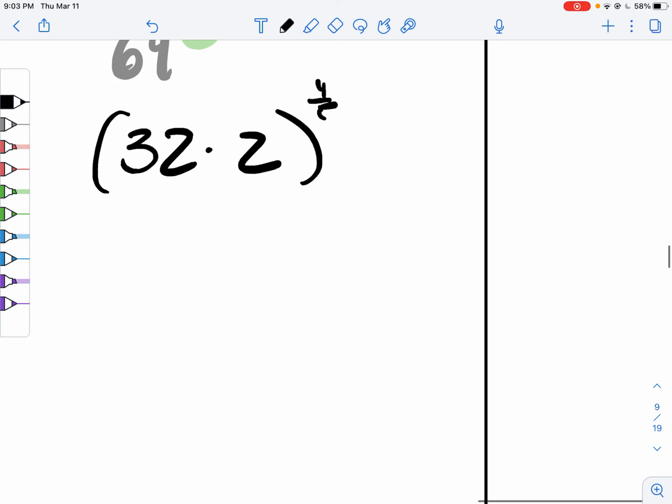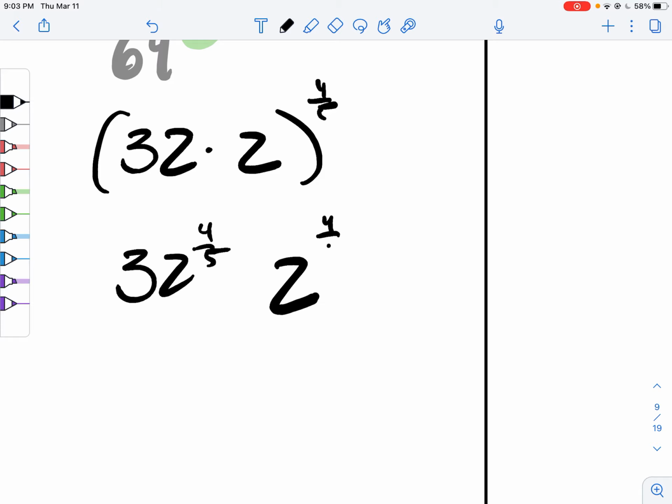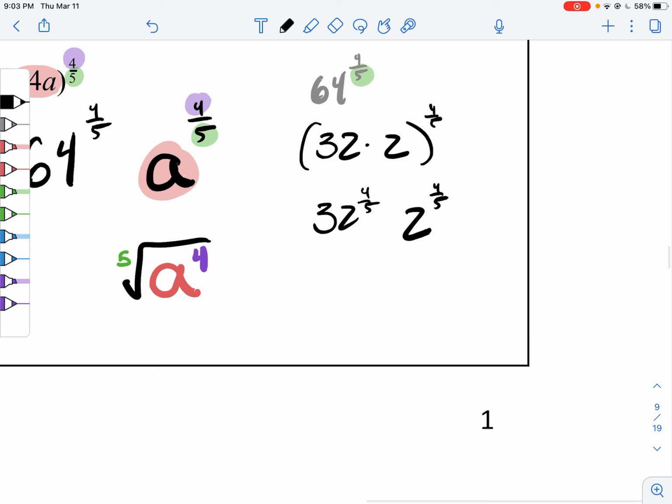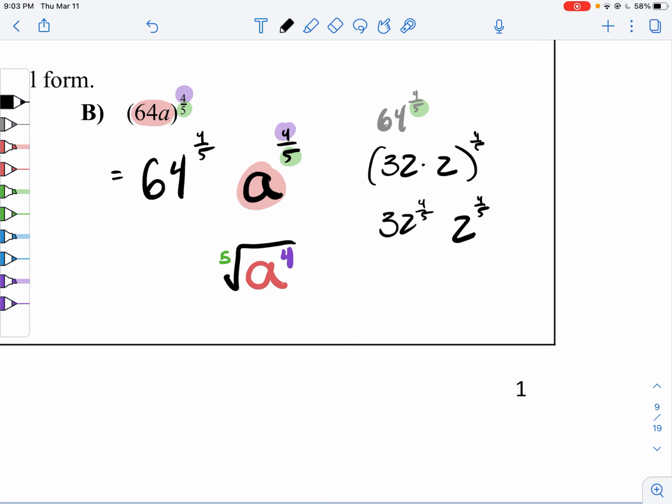We're going to leave 2 to the 4/5 power alone. I'm sorry, this got way complicated. So I'm splitting this up. Instead of 64, this is 32, and then we'll do 2a to the 4/5 power. So this becomes 2a to the 4th power, like that.